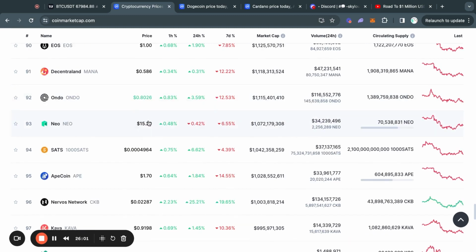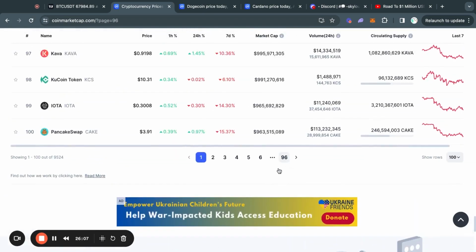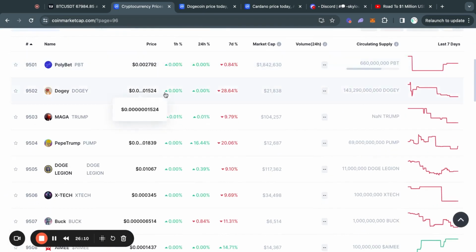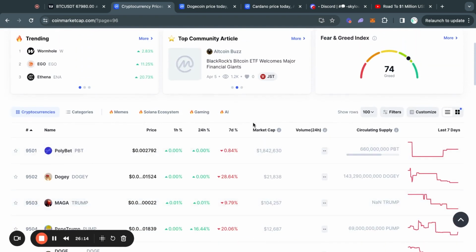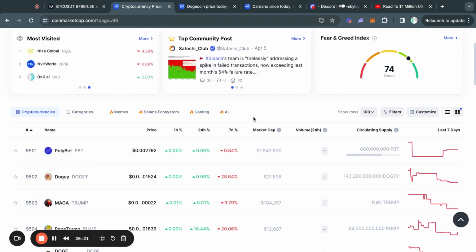And by the way, this is of course not me telling you to buy NEO or giving you financial advice, or even saying that you just need to go to page number 96 and just buy the cheapest thing you can find. I'm simply telling you how market cap works, okay? You need to figure out for yourself what you want to do with that information. It's just important that you understand how it works.